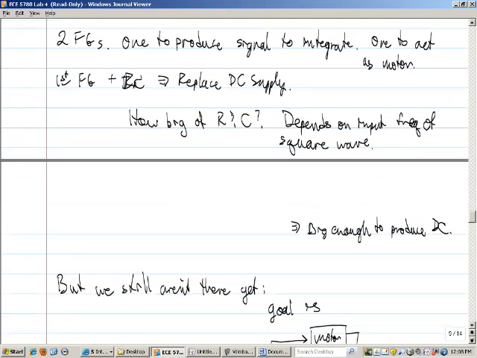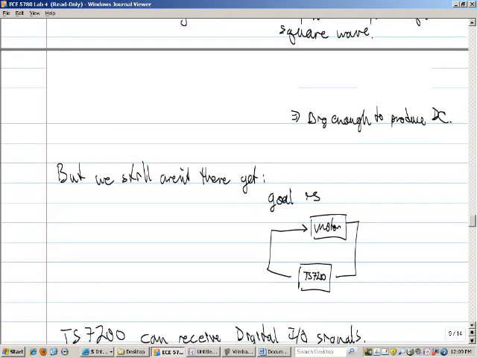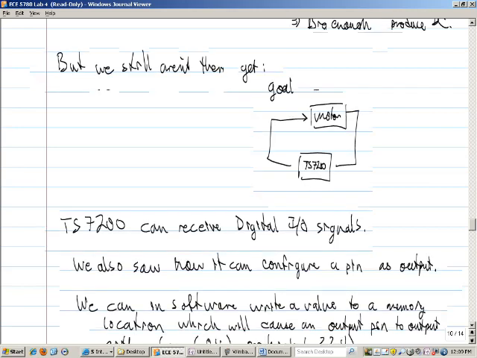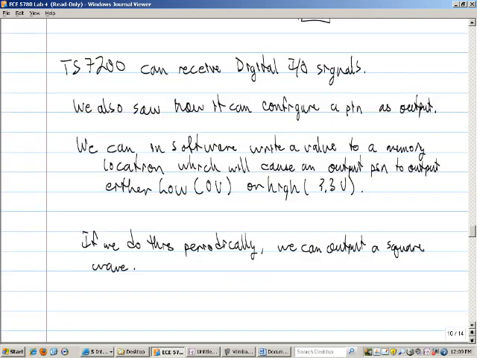All we've done here is use a function generator and an RC circuit to replace the DC power supply. Again, how big of an R and a C? That's up to you. Big. Okay, we still aren't quite there yet. We want the DC motor to be controlled by the TS7200. We've shown how the TS7200 can receive digital input signals, but what I haven't shown you yet is how the TS7200 can output digital I/O signals.